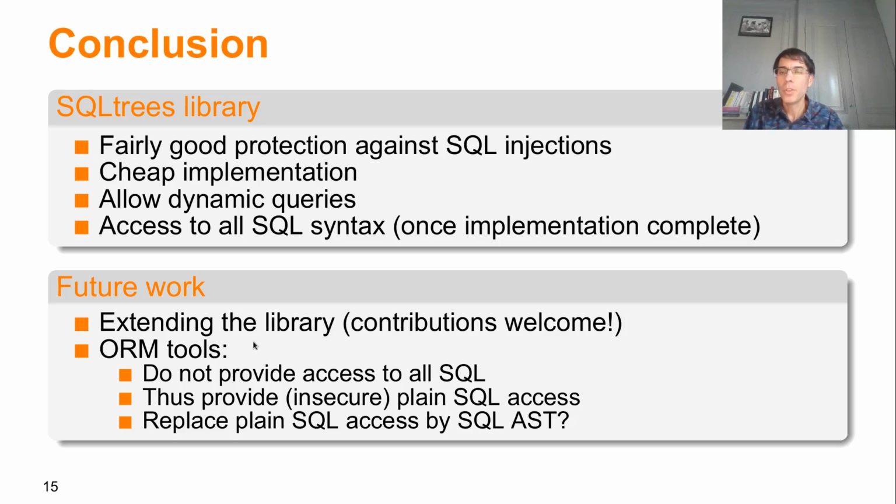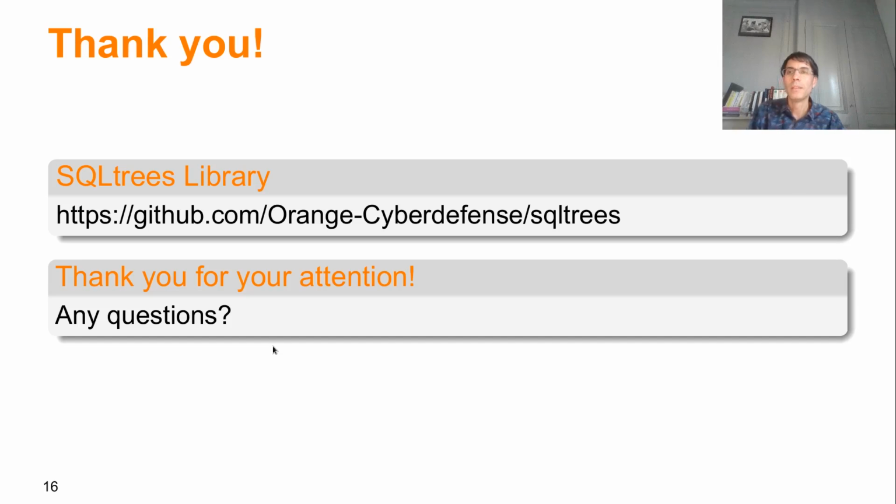Another interesting point would be to look at object relational mapper tools. These tools generally don't provide access to all SQL directly. So that's a limitation of these tools from a functional point of view. Generally they provide some plain SQL access, and these accesses can be insecure. So maybe it will be interesting to replace these accesses by accesses to SQL abstract syntax trees in order to make them more secure.